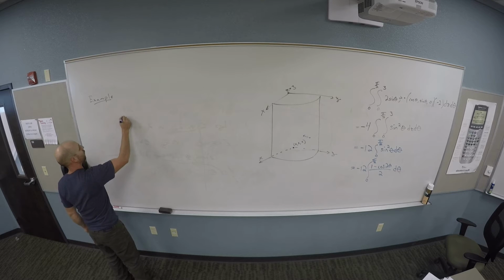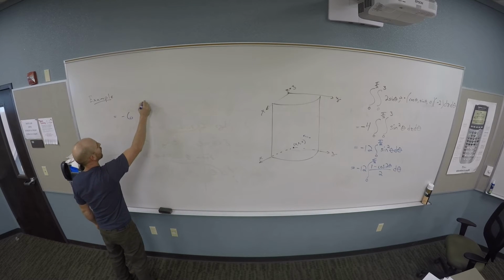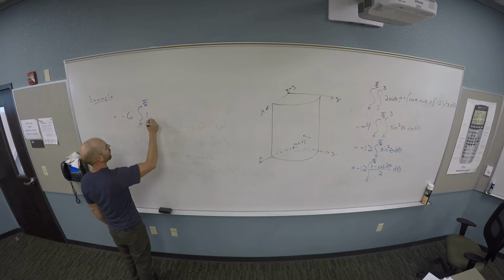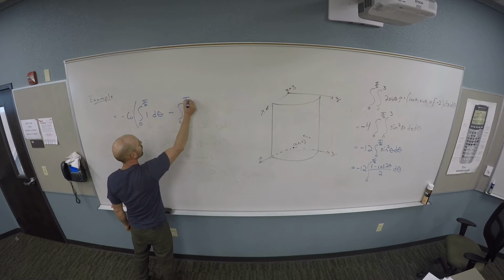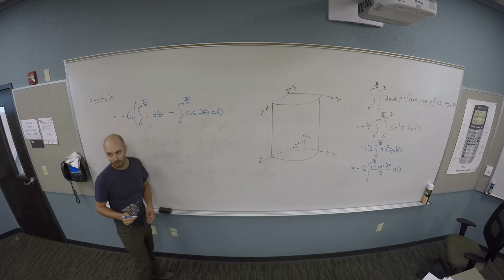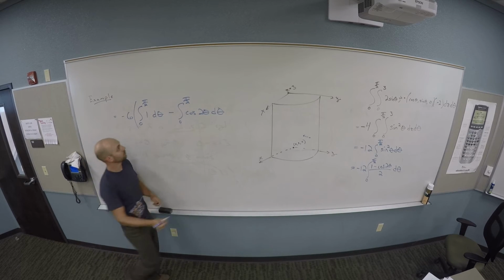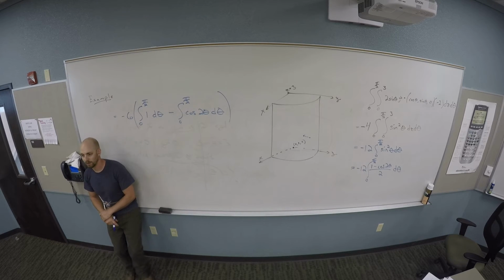Okay, so I got -6, the integral from 0 to pi over 2 of 1 d theta minus the integral from 0 to pi over 2 of cosine of 2 theta d theta. Oops. Closing parenthesis. All right, what do you know?